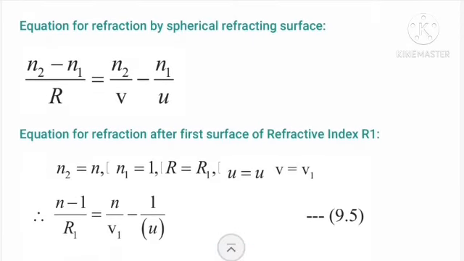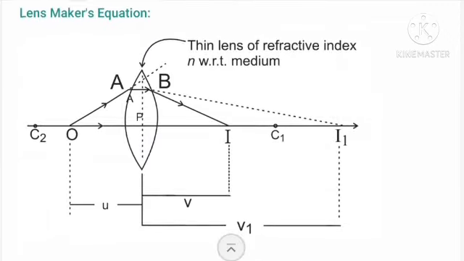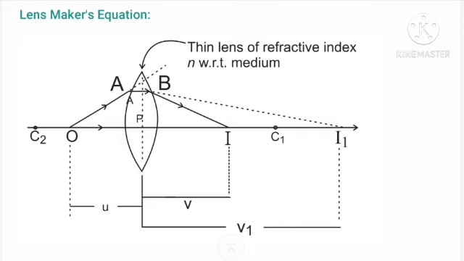That is why we can use the equation we derived in the last lecture, the relation for refraction by a spherical surface, which is given on your screen: n2 minus n1 upon r is equal to n2 upon v minus n1 upon u. This equation is true for the virtual image formed at I1 for object O.